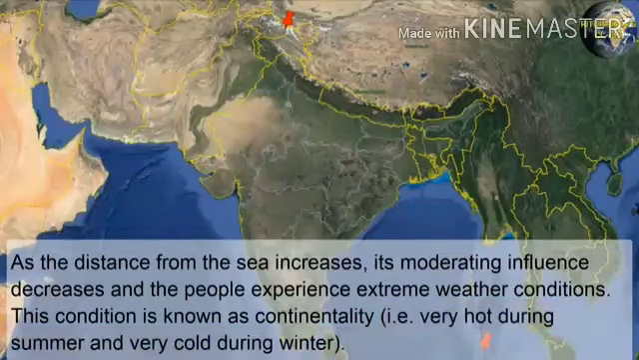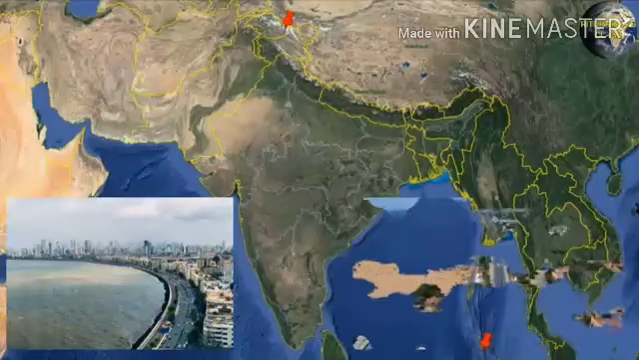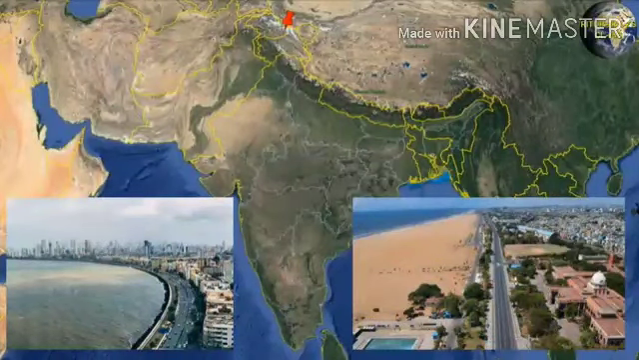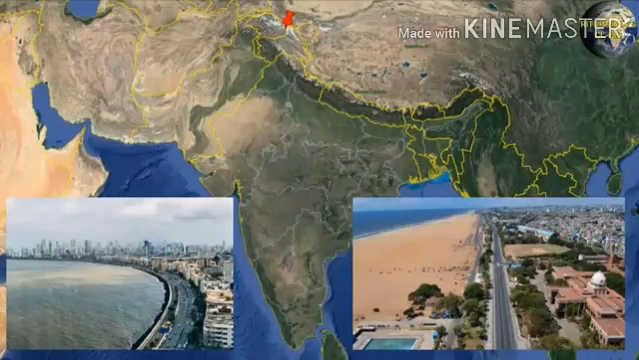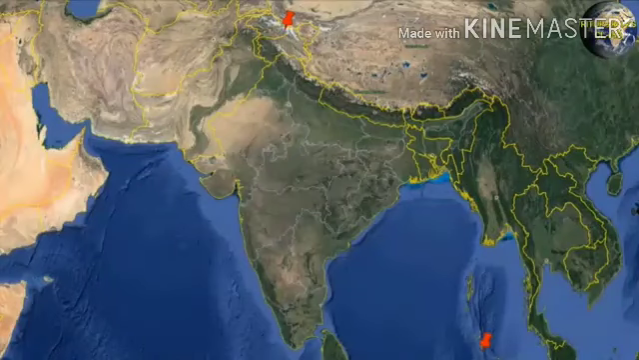But places nearer the coast such as Mumbai and Chennai have moderate summers and winters. That means summers are not too hot and winters are not too cold. That's all about the factors affecting climate of India.